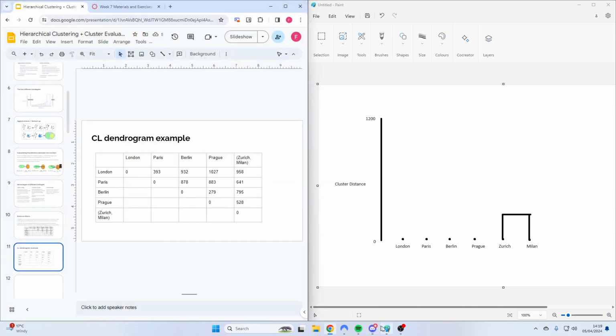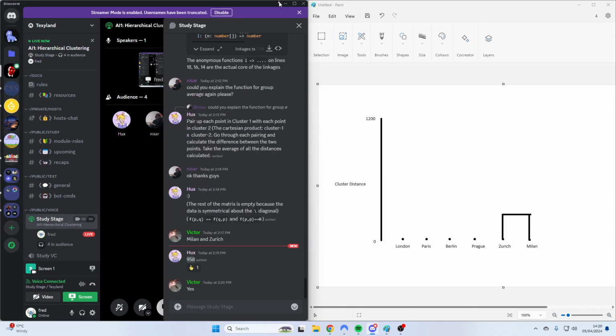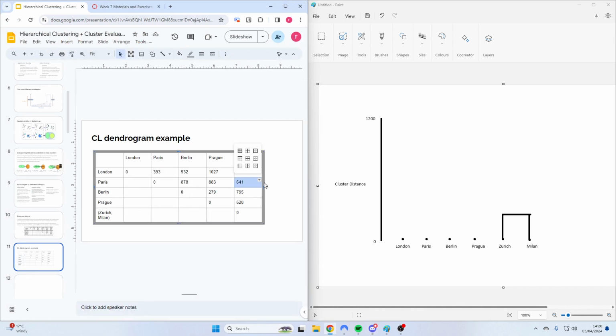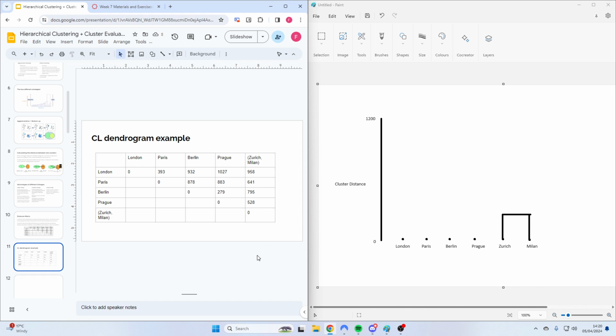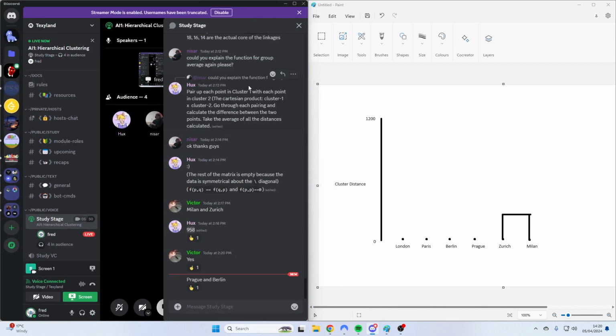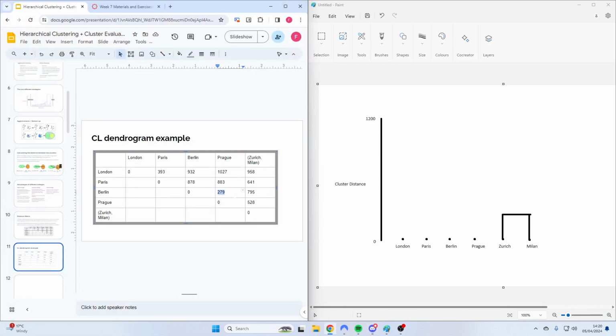Does that make sense how we've done that? Yeah. So we've just merged Zurich and Milan, and because we've done complete linkage, we've taken the maximum. So what's now the smallest, or what are the two most similar clusters? Victor says Prague and Berlin. And Hux agrees. Yep, so 279, smallest distance.